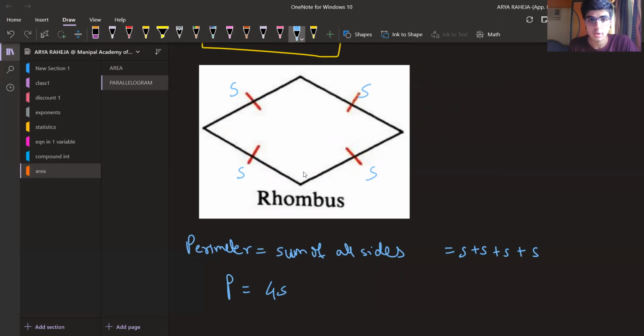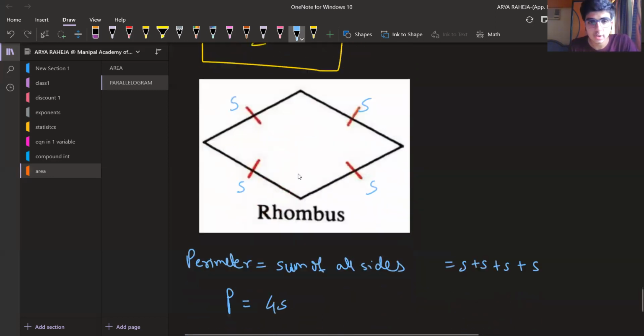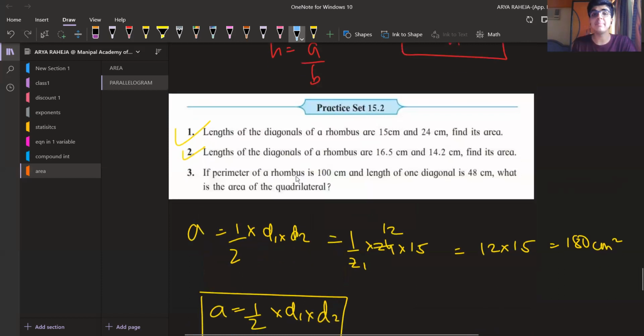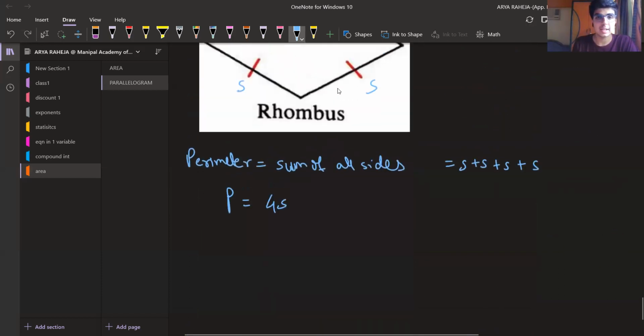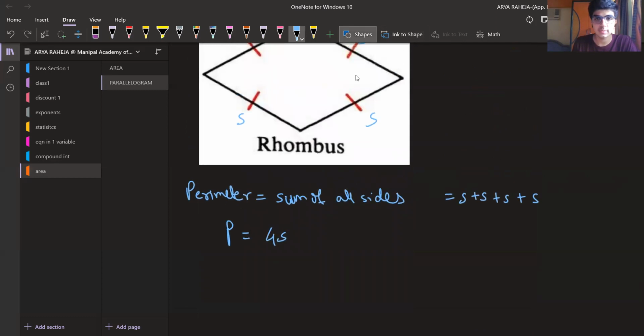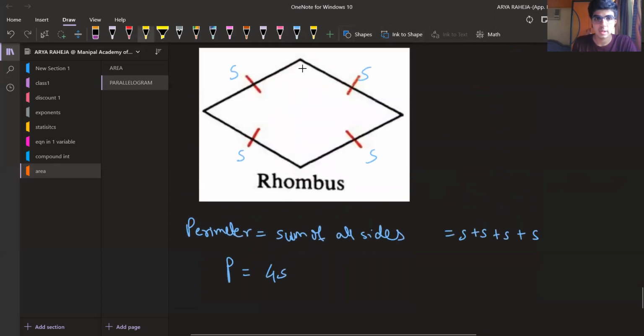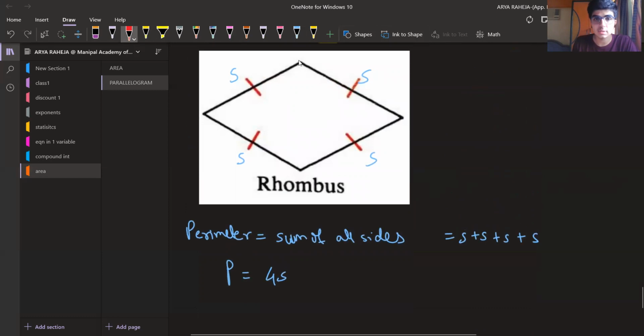Yes, sir. Okay, ठीक है. So okay, good. Now let's see. Perimeter is given to us, which is 100 centimeter. Wait, let me just draw something more here first. Let me draw the diagonals of this. This is the first diagonal. Okay, this is the second diagonal of a rhombus.